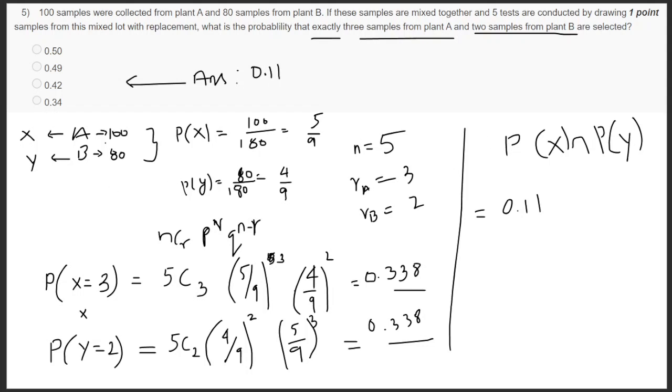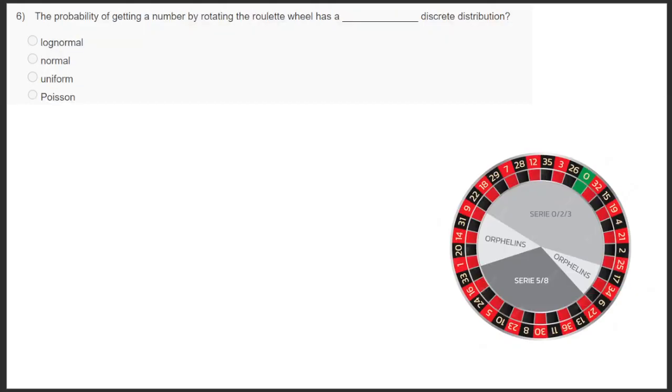So let's go to question number 6. In this, the probability of getting a number by rotating the roulette wheel has a dash discrete distribution. Okay, so it is a discrete distribution. So these two options are ruled out because log normal and normal are continuous distributions, not discrete distributions. So it should be either uniform or Poisson.